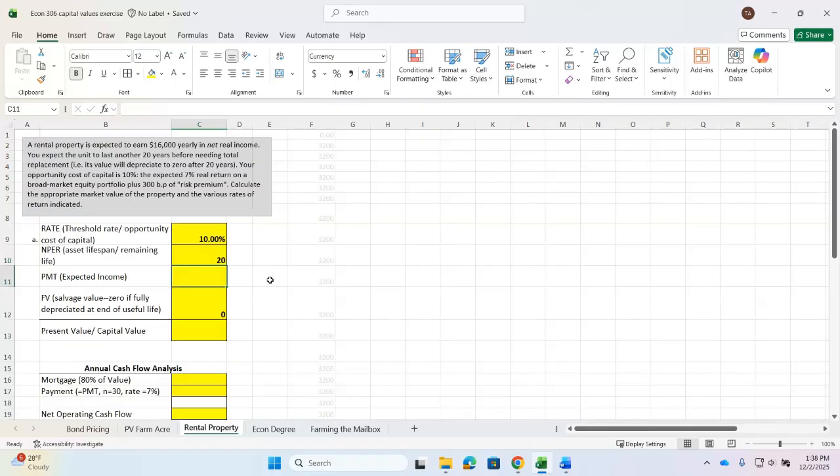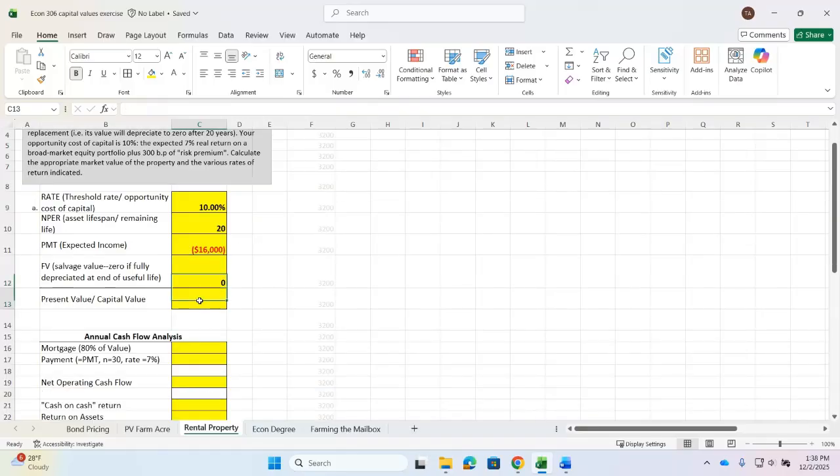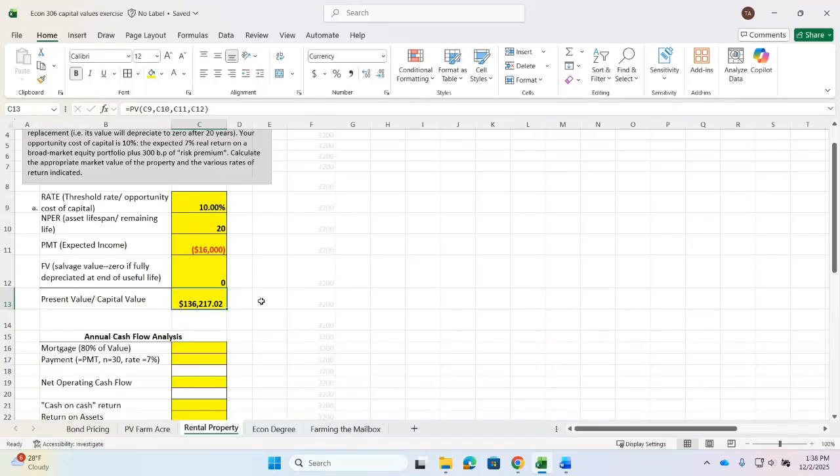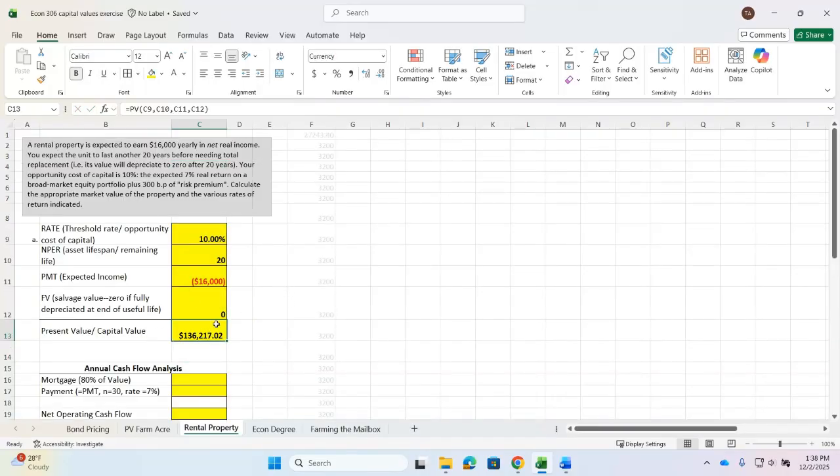And then let's see, the payment is the 16,000. Remember, as a negative, Excel likes the payment to be that way. Now, the present value is just run that present value function again. Just click on down the line here. Excel makes life really, really easy for us. So that cash flow should be worth about $136,000 right now at an interest rate, an income yield of 10%, given that it lasts for 20 years.